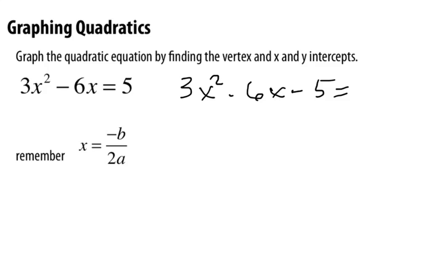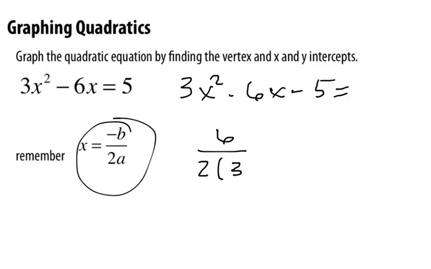On the x-axis, you put your dots. How do you find the vertex? Right here. So that's going to be 6 over 2 times 3. That's going to give me just 1. Plug that number back in to find my y. I've got my vertex. I have my other 2 points, and I just connect the dots.